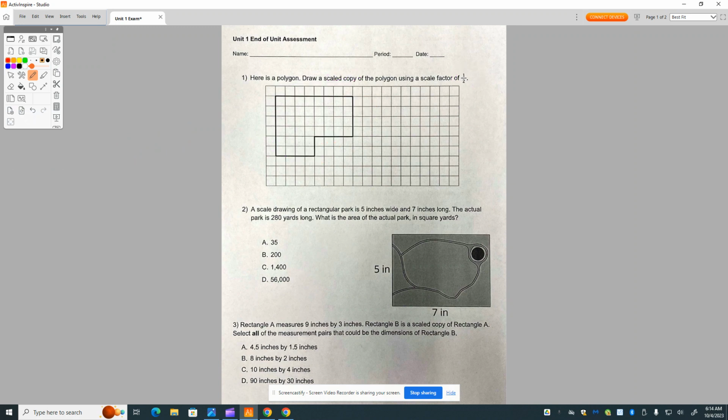All right, let's go ahead and move on to question 2. A scale drawing of a rectangular park is 5 inches by 7 inches long. The actual park is 280 yards long. What is the area of the actual park?